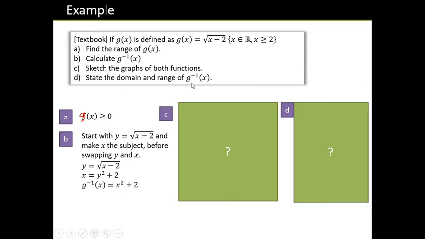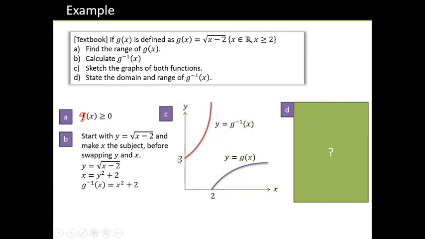Sketch the graphs of both functions. Now we should be relatively confident by this stage at sketching these functions. Let's start off with the slightly easier one. Sketching my inverse function, x squared plus 2, I'm going to get that classic U shape. Let's just stick with that for the time being, and then have a look at what it actually looks like here. Okay, we've not got this negative part, so let's think about why that is. Let's not dwell on that for too long yet.